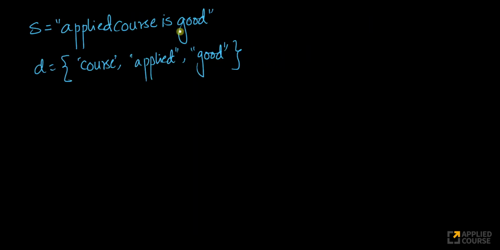Let's take another example. I have my string S as applied course is good, no spaces, okay? There are no spaces here. And my dictionary D consists of the word course, the word applied, the word good. Now if you notice, I can concatenate applied course, but I don't have is anywhere. So in this case, the answer is no, because I can't construct string S using the words in my dictionary D. Just wanted to give that example, very importantly.